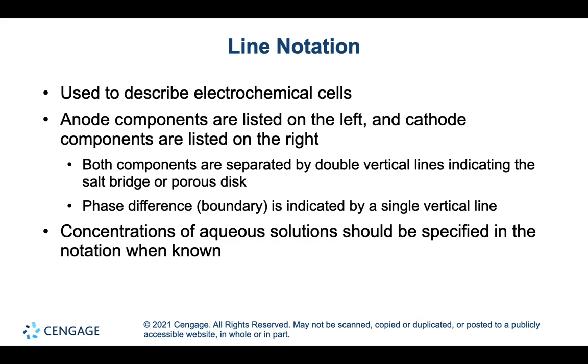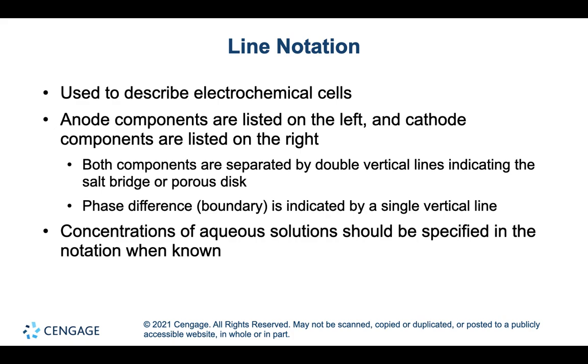Now there is a shorthand line notation that's used to, in a very shorthand method, draw or list the parts of one of these galvanic cells. You start by listing your anode, where the oxidation is, the one you flipped. The anode is listed on the left, the cathode is on the right. Now between the anode and the cathode, you're going to put double vertical lines. That represents the salt bridge or the porous disk.